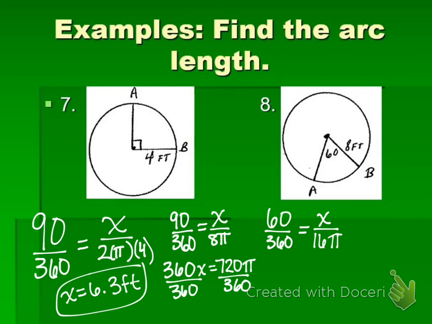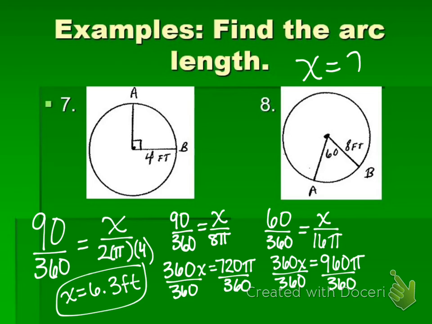Yes, what do we get when we cross multiply? 360x equals 506 pi. Okay, what do we do after that? Divide by 360. What do we get for x? 2.6. Anybody agree with 2.6? No? Jordan, what'd you get? 8.4. Okay, for a final answer, that's what I was going for. Final answer, 8.4 feet.